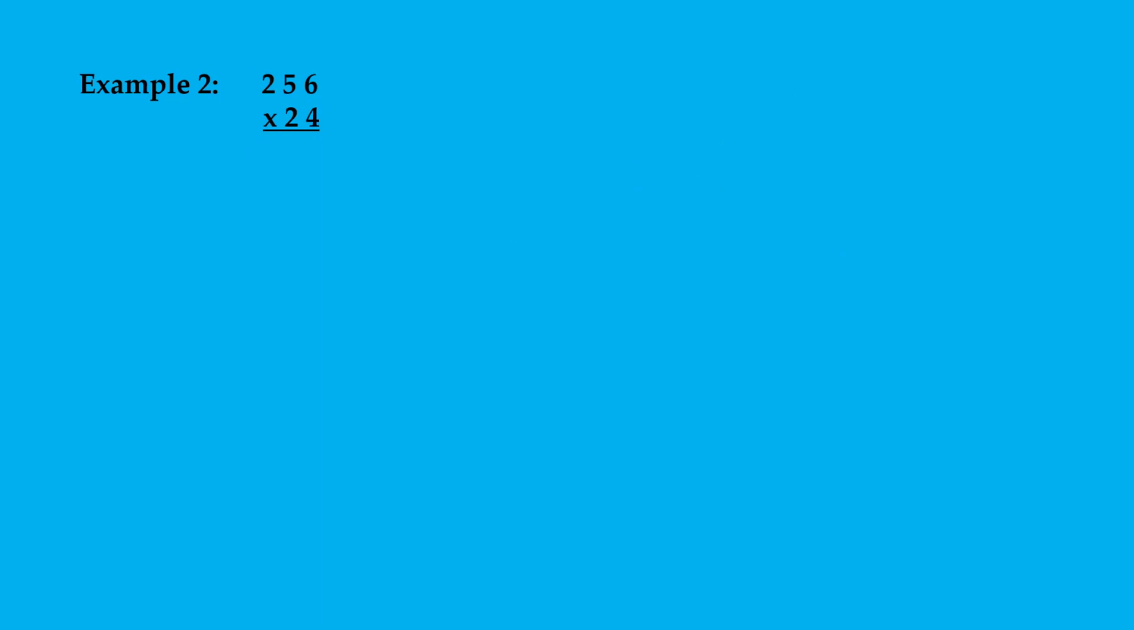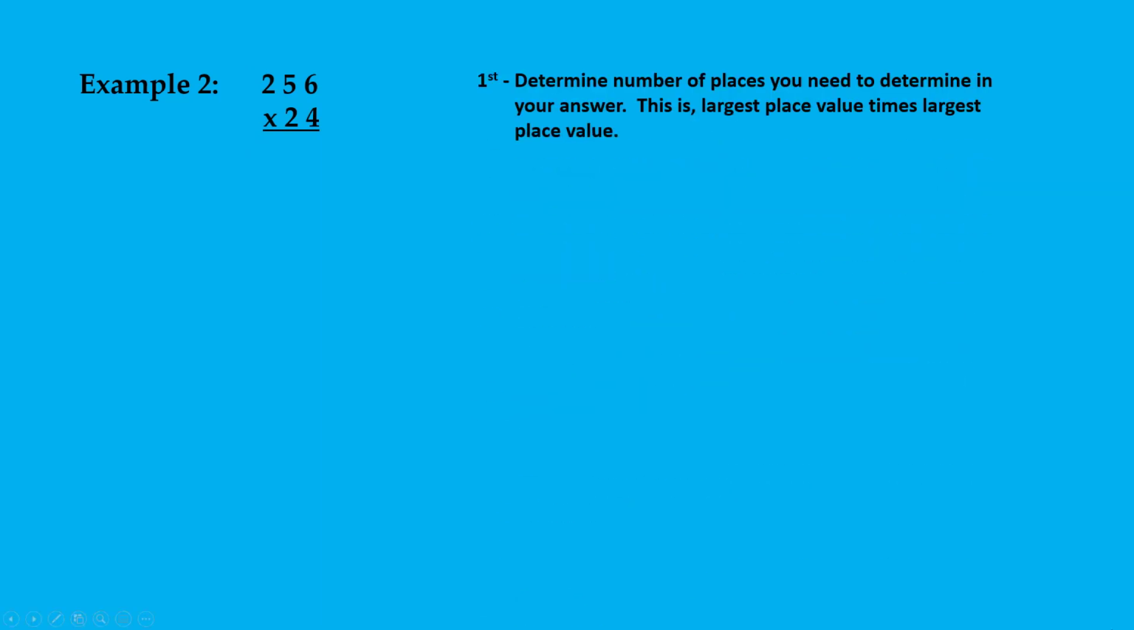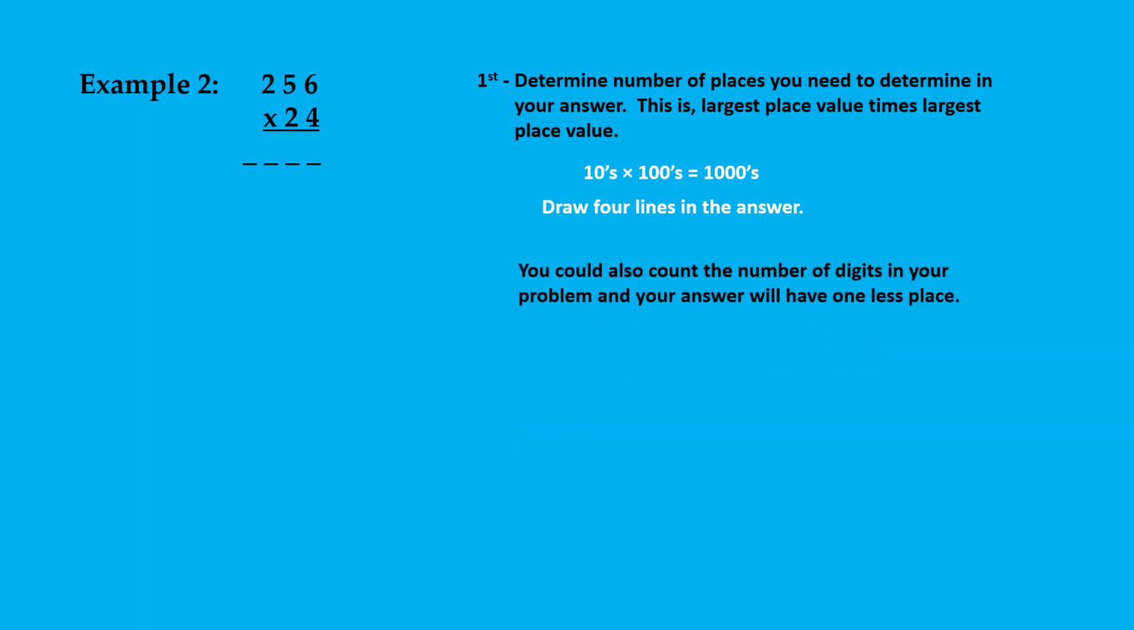Example 2, let's take 24 times 256. First, determine the number of places you need in your answer. This is largest place value times largest place value. So in this case, it's tens times hundreds, or thousands. Draw 4 lines in your answer. You could also count the number of digits in your problem, and your answer will have 1 less. There's 5 digits, hence 4 digits in the answer.